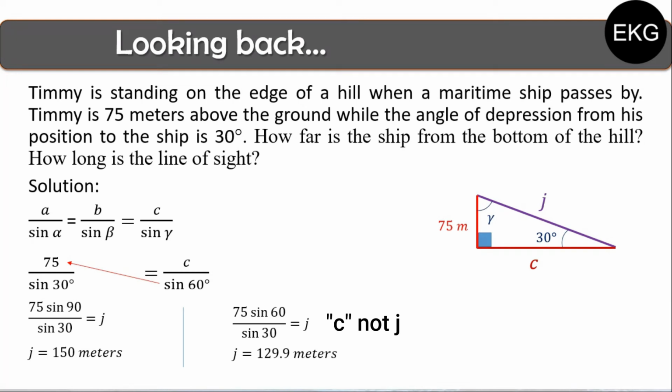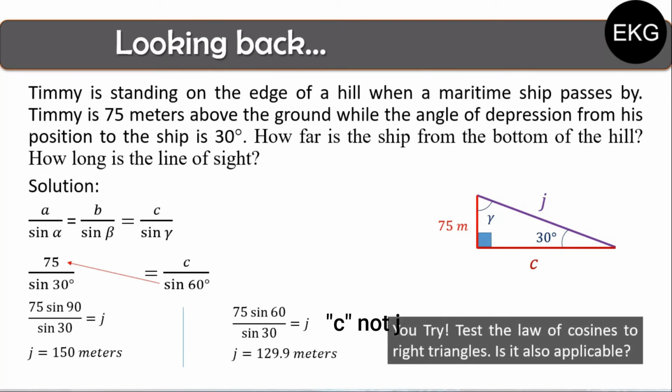So, comparing these answers, dun sa answers natin last time, using yung Pythagorean theorem, the 6 trigonometric function values, we actually arrive on the same answer, meaning, yung law of sines pala is actually applicable whether it's an oblique triangle or a right triangle. Now, you figure this out. Test the law of cosines to right triangles. Is it also applicable? So, that's for you to find out.